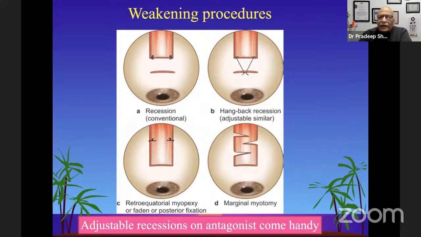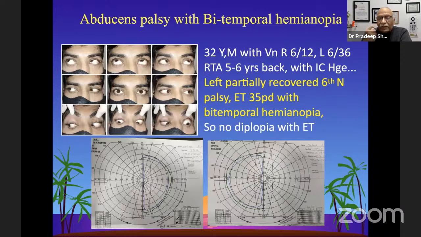And whenever we have such demanding patients in which diplopia is a problem, we would rather do an adjustable recession. And as I would show, sometimes it becomes very, very important. Like this individual who was 32 years old, came with 6/6 vision. He had a trauma 5-6 years back with intracerebral hemorrhage.